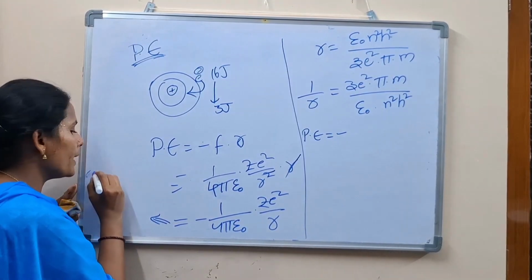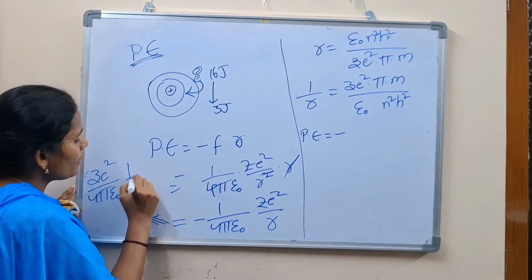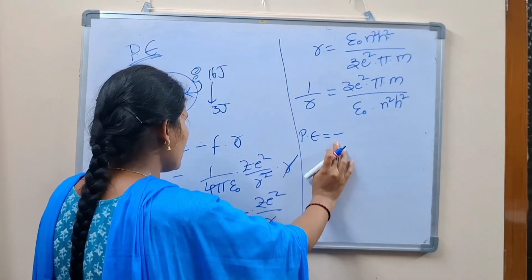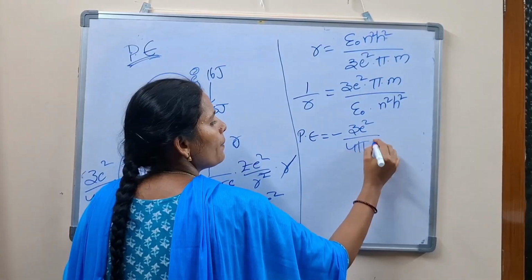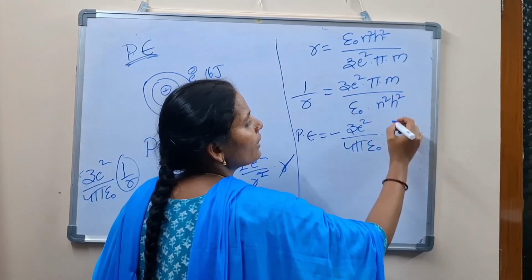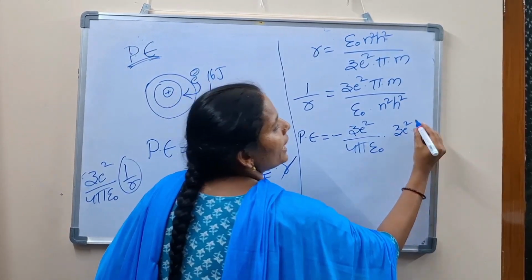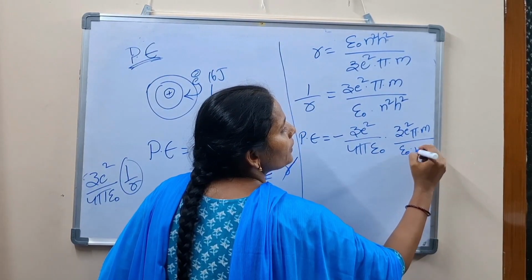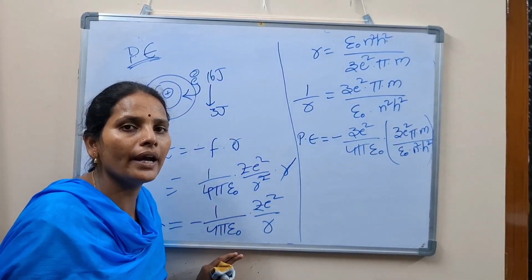Here this seems to be Z square by 4 pi epsilon naught into 1 by R, right? This 1 by R is nothing but the reciprocal of the radius we mentioned here. Then we are writing minus Z square by 4 pi epsilon naught into, what is the 1 by R value here? Z square pi into m by epsilon naught into n square h square. Okay, have you got my point?